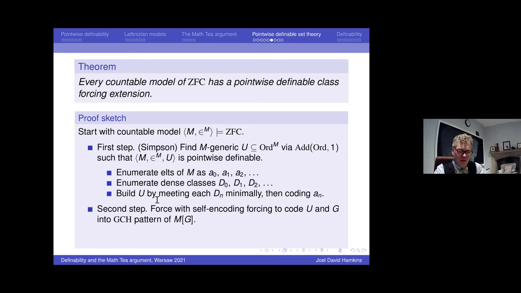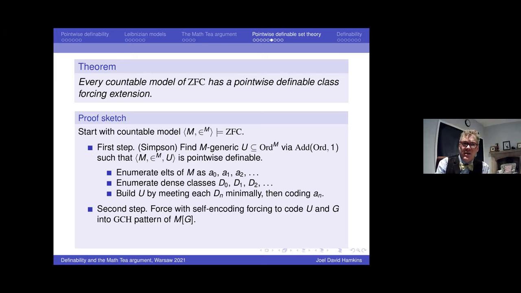Okay, so the second step, once you have U, is really the extra part beyond Simpson's theorem that gets this theorem, namely you force with what's called self-encoding forcing. So we know how to make a given set definable by forcing. We can code it into the GCH pattern. Now the self-encoding forcing is a kind of catch-your-tail argument. So you add a set and then you code it into the GCH pattern, but now you added a whole bunch of new stuff. So you need to code that into the GCH pattern, but now you added more stuff. So you need to code that into the GCH pattern and so on. But in omega many steps, everything that you added is eventually coded into the GCH pattern.